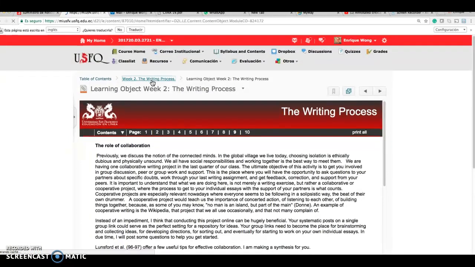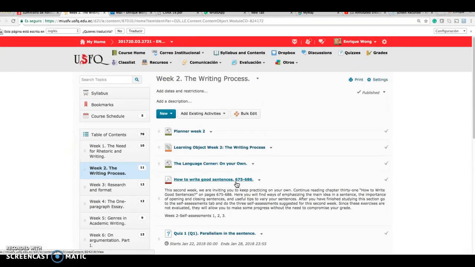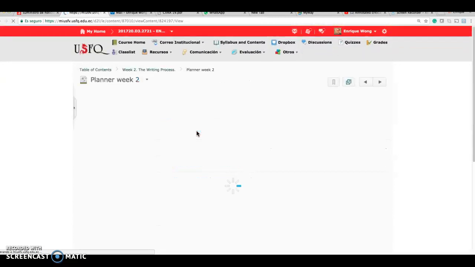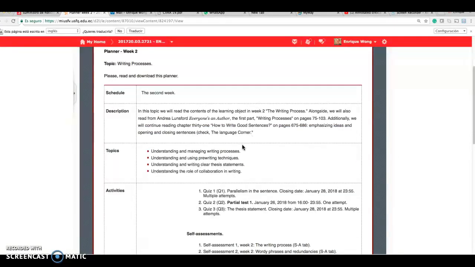After you have read and studied this information, you need to go to Andrew Lanford's book and study the pages that I mentioned here in the planner. The writing process, on pages 75 through 103.